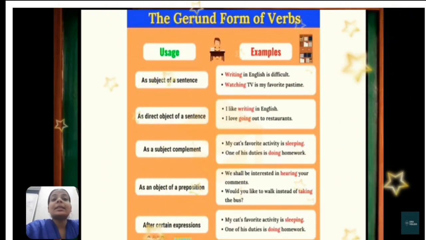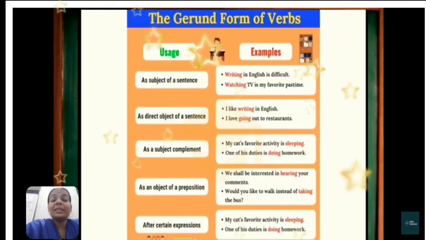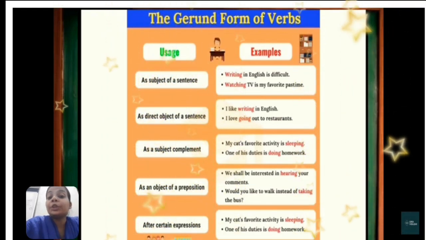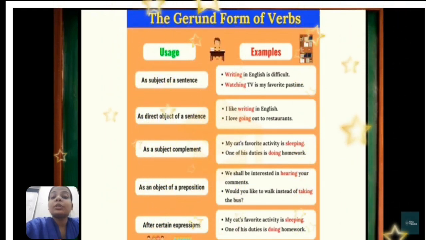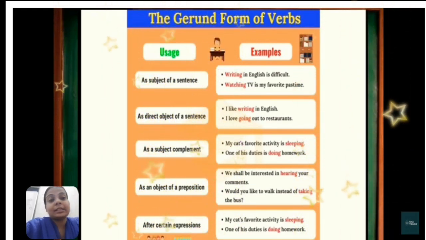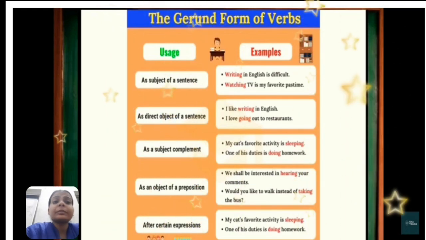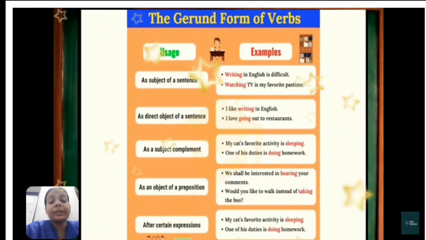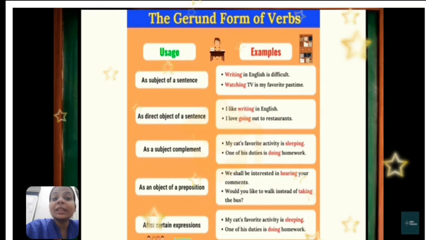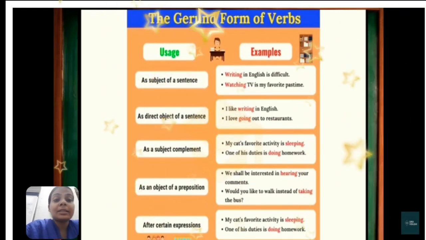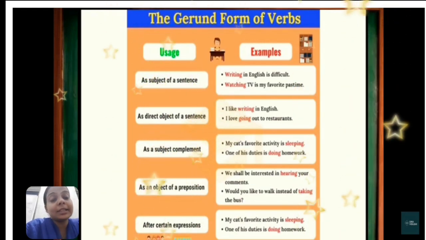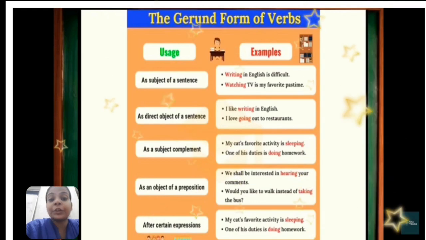Now let us see how gerunds are used in a sentence, or how do we use gerund in a sentence. The first use of gerund is as subject of a sentence. For example, writing in English is difficult. So here writing is a subject. Watching TV is my favorite pastime. So watching here is a subject of a sentence, which is a form of gerund.